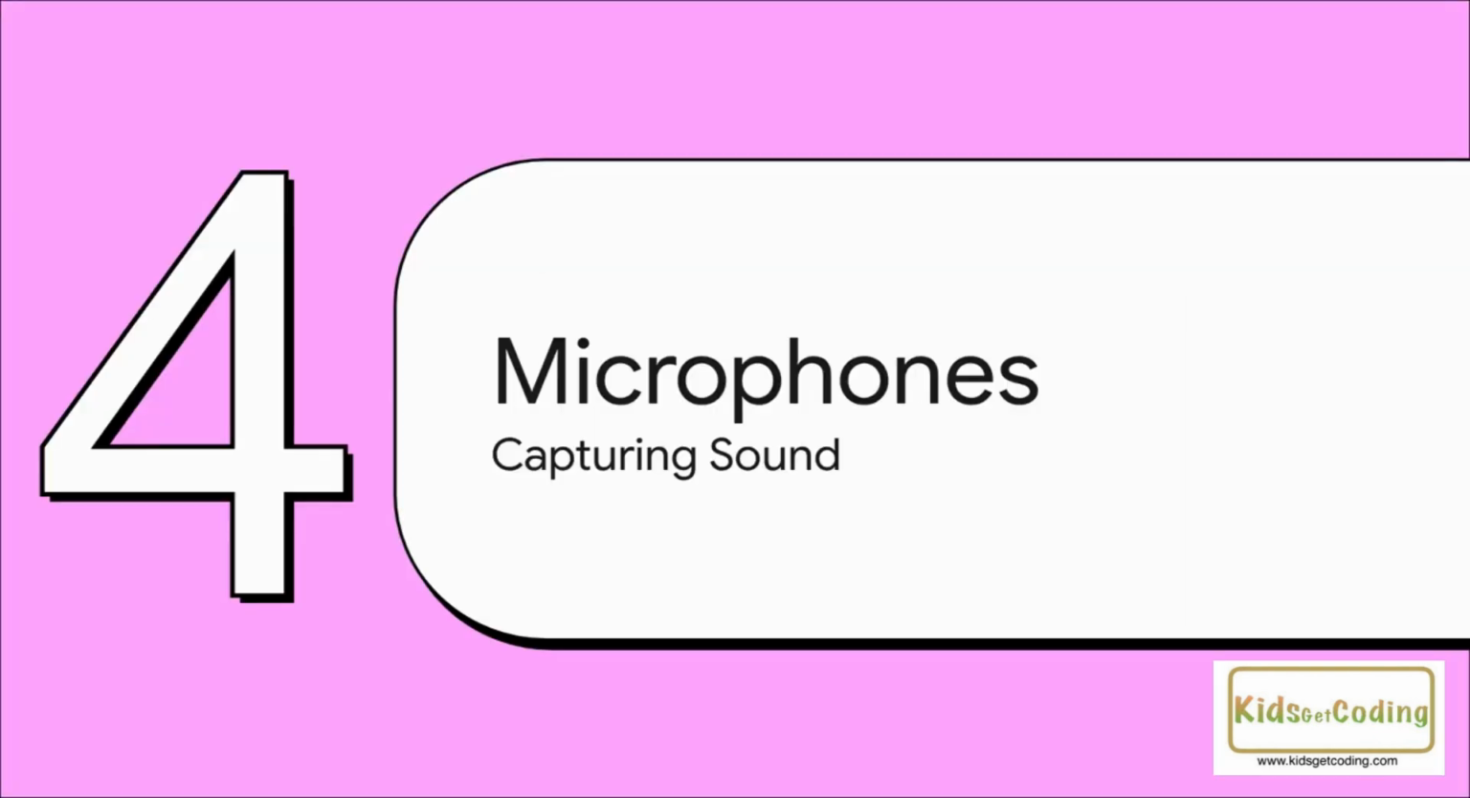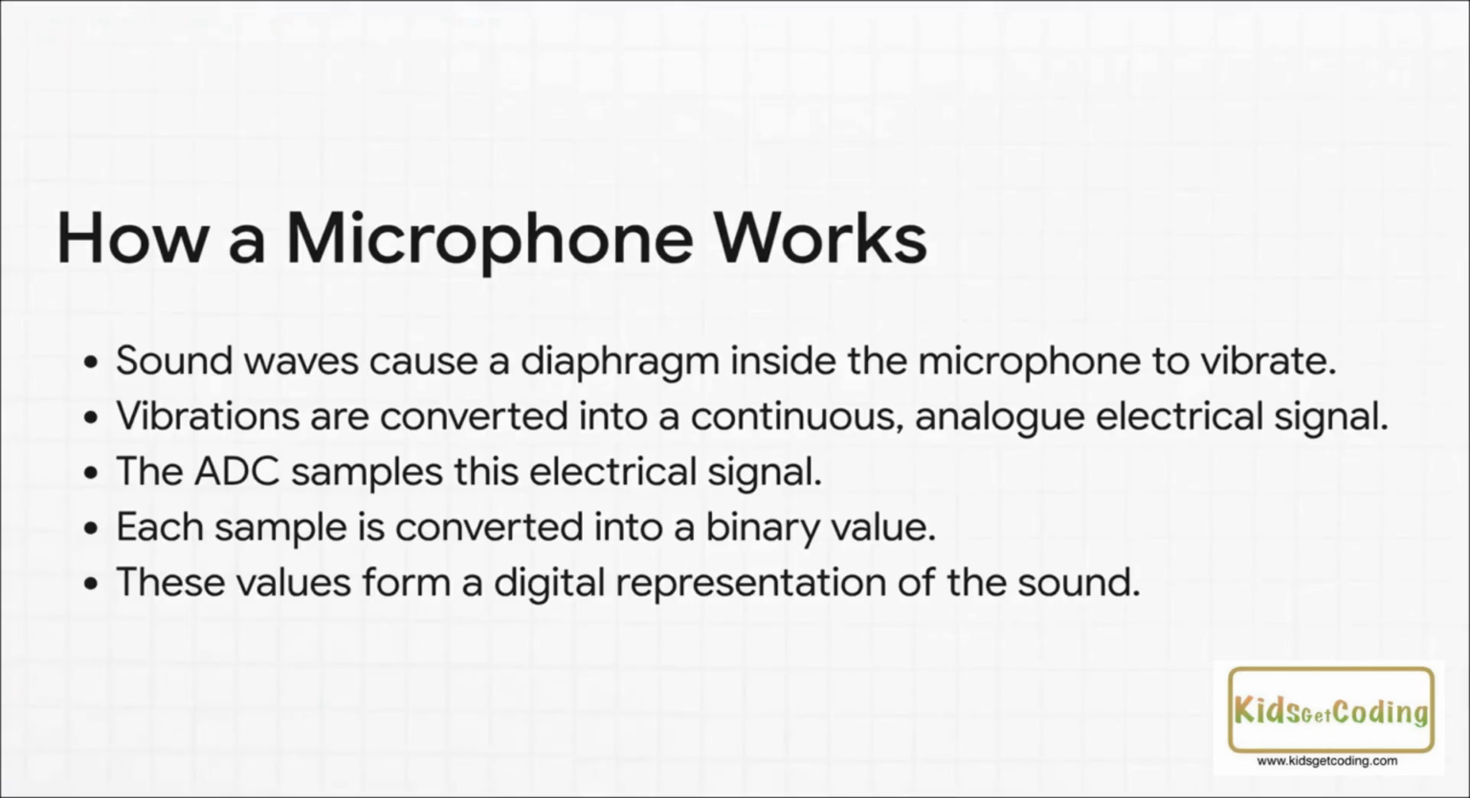Fantastic. So we've covered how a computer sees. Now let's switch gears and explore how it hears the world using a microphone. A microphone actually works in a really similar way. Analog sound waves in the air hit a tiny little part inside called the diaphragm and make it vibrate. Those vibrations get turned into a continuous analog electrical signal that's a perfect copy of the original sound. And then what happens? The ADC takes that signal, samples it thousands of times a second, and turns each sample into a binary value. That stream of values becomes your digital audio file.